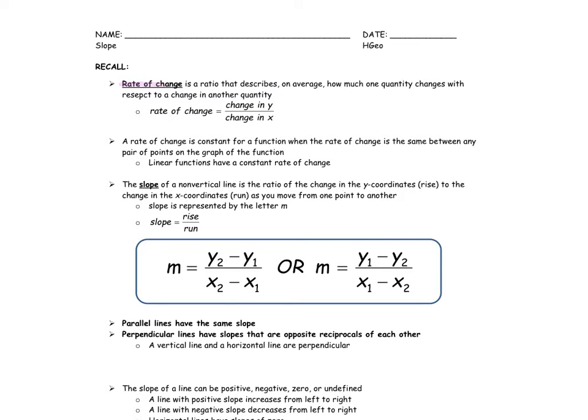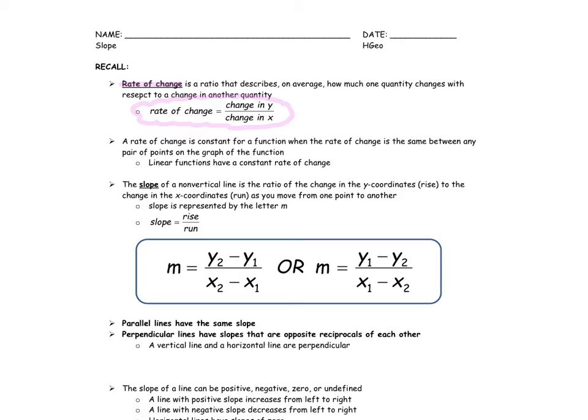Let's recall that a rate of change is a ratio that describes, on average, how much one quantity changes with respect to a change in another quantity. So you'll often see something written as change in y over change in x.